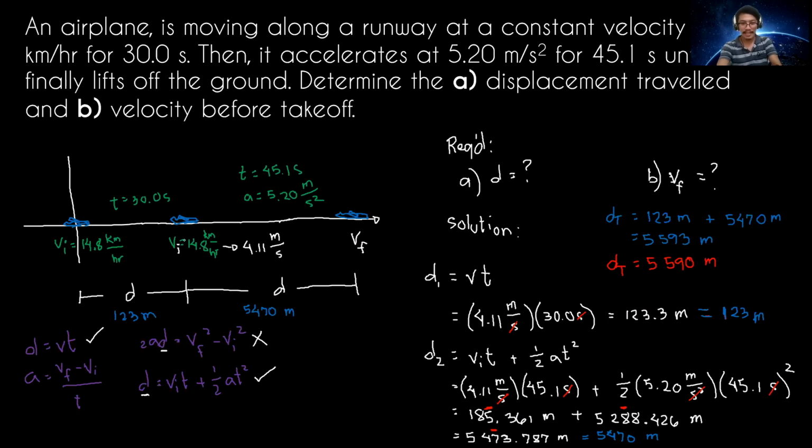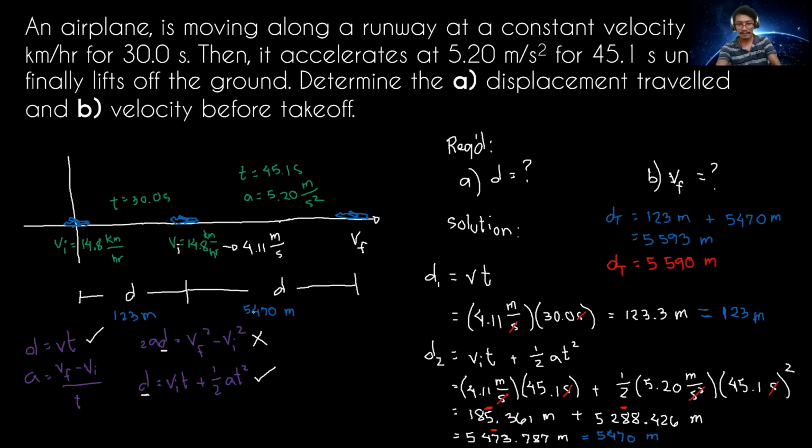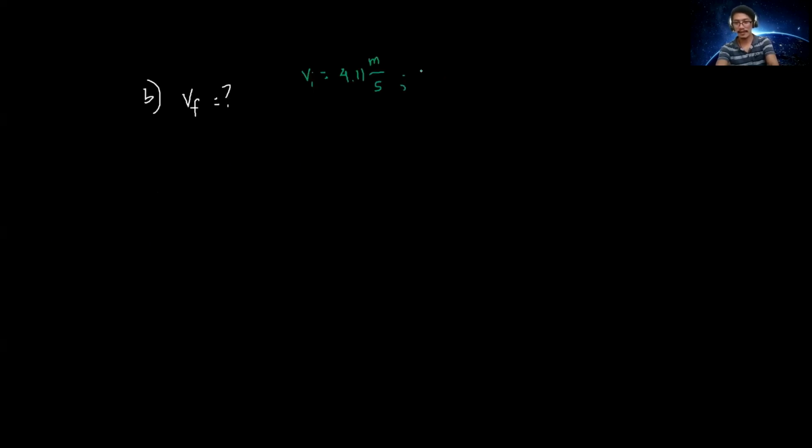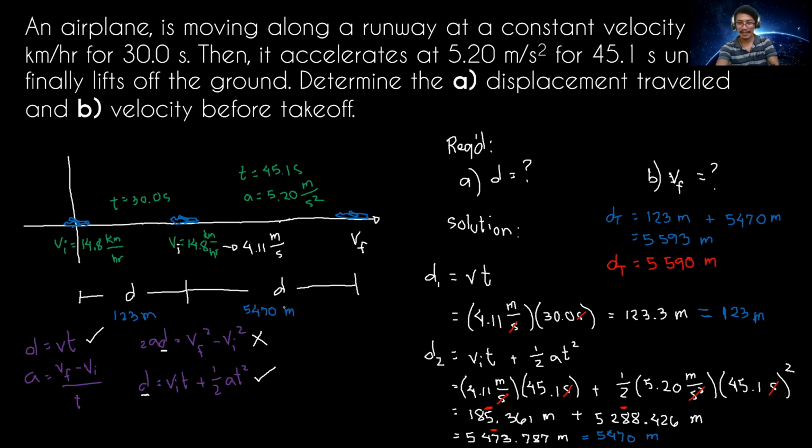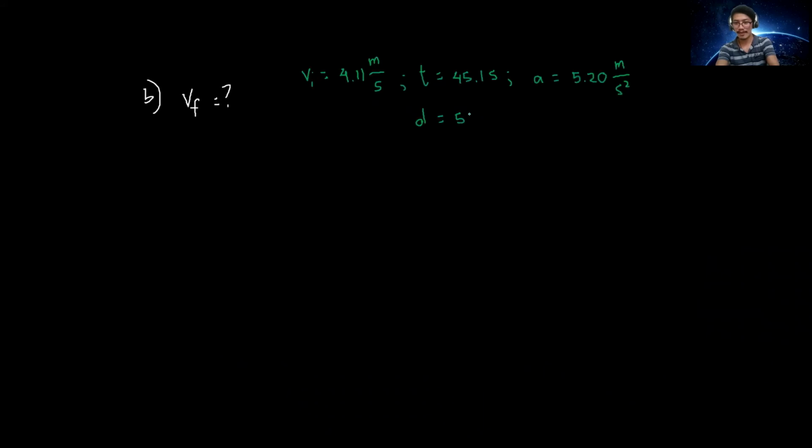So we are going to identify all the given values dito sa part na to. Ano yung mga given? Unang given, we have the initial velocity because this is the start of the motion dito na part. So the initial velocity is 14.8 kilometers per hour, or 4.11 meters per second, standard unit. Second given, we have time, 45.1 seconds. And then the third given, we have acceleration, 5.20 meters per second squared. And then, of course, meron na tayong displacement kasi na-solve na natin si displacement. So displacement is equal to 5,470 meters. So meron na tayong given values.